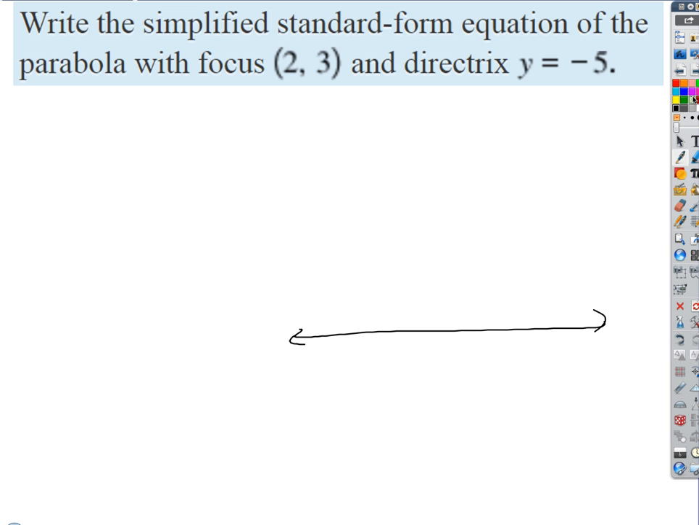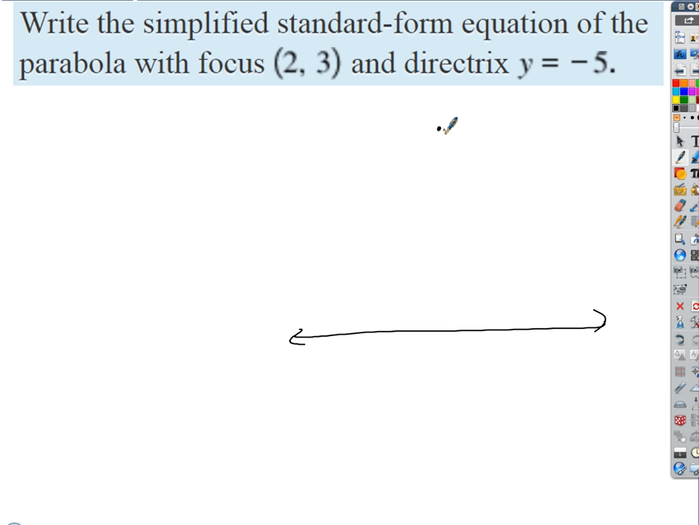And what about the focus now? All we need to know is whether the focus is going to be above or below the directrix. It could be above. How come? Because one is negative and one is positive. Yeah, okay. And which coordinate is really the important one here? The y coordinate, so the 3. Good. 3 is bigger than -5, so the focus is going to be above the directrix.